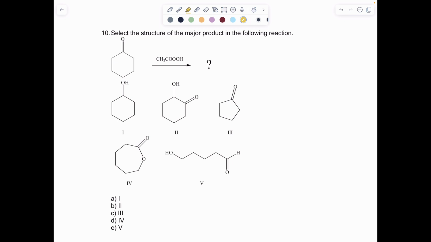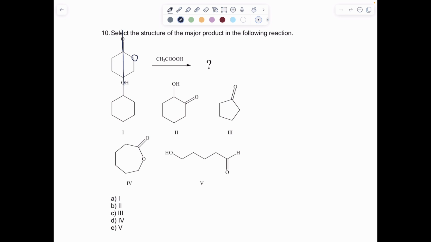So question 10 says, select the structure of the major product in the following reaction. So we start with a ketone and react it with this peroxy acid. We know that it's a peroxy acid because it has these 3 oxygens in it. The molecule that we're reacting with it is symmetric right down the middle. So it doesn't actually matter if we attack on this position or this position because those are both chemically equivalent.